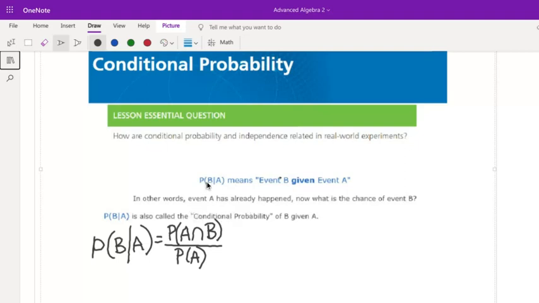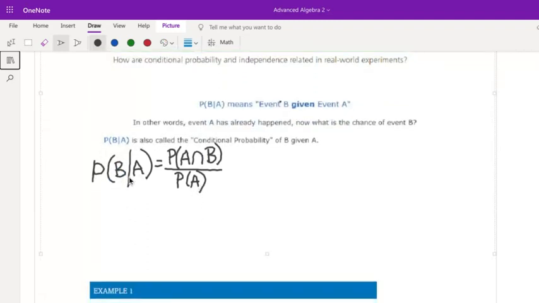We read this out loud as probability of B given A. This is a vertical line in between the B and the A, so just note that. There is a formula for it. Sometimes I'll use it, sometimes I won't. Generally, I try to avoid these formulas unless I absolutely have to have them, because if you stick to formulas all the time with probability, it can make things overly complicated. But here is the formula. The probability of B given A is the probability of A and B together divided by the probability of A.